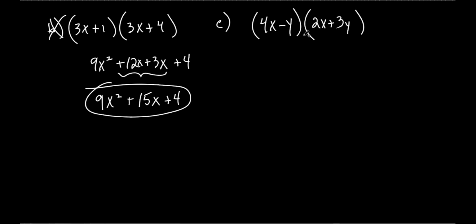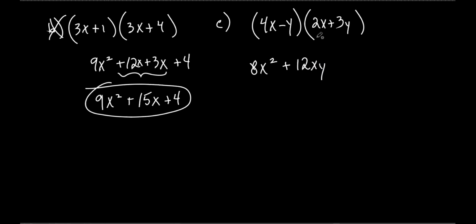So first is 4x times 2x. They're both positive, so it's positive 8x squared. Outside, positive 4x, positive 3y. So this is a little bit weird because now we got two different variables. Did you notice all these other ones only had one variable? This just had x. This one's got an x and a y. All right, so the steps are the same, but your answer just looks a little different than before. We did the first, now we do the outside. 4x times positive 3y, and that's positive 12xy.